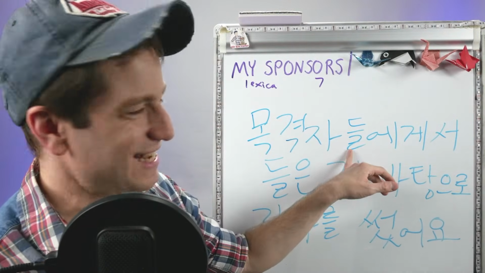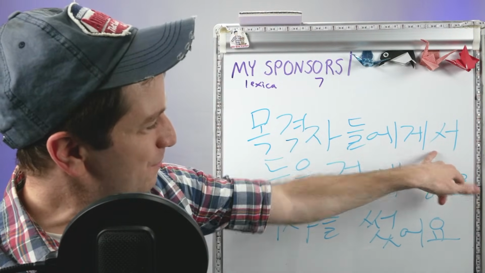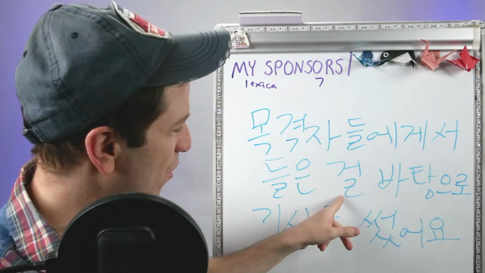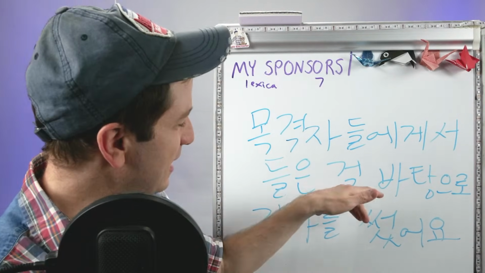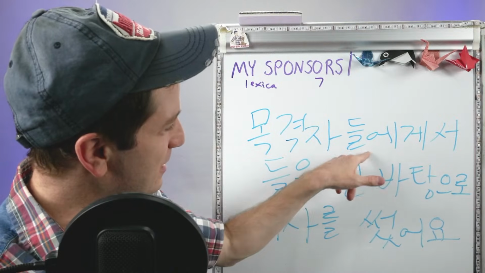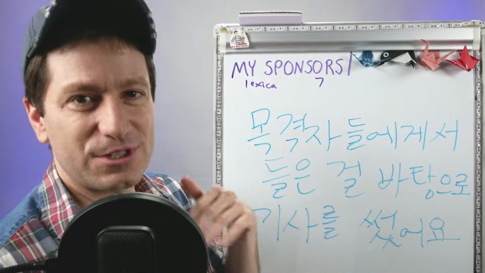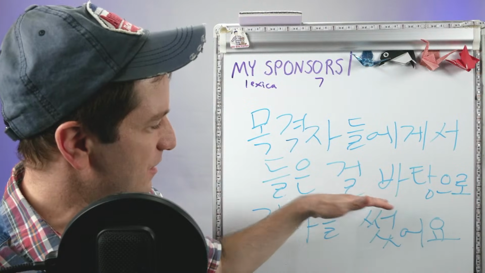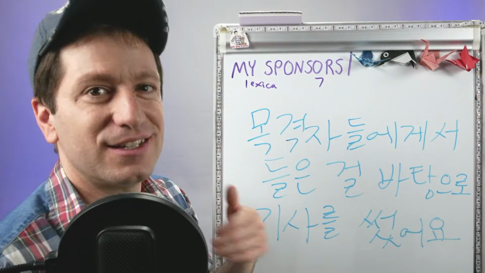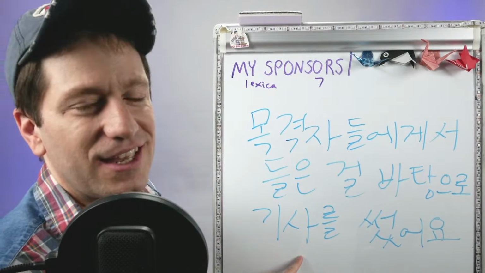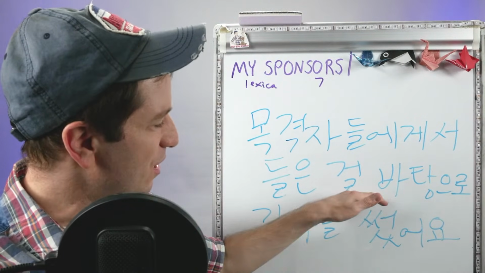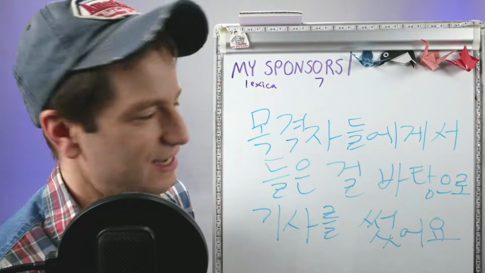목격자들, so witnesses, 에게서, from the witnesses, 듣다, to hear. So, 들은 것, the thing that I heard from the witnesses. So, 것을, which in this case becomes 걸, shortened, 바탕으로, so based on the things I heard from the witnesses. 기사, a news article, 기사를 썼어요. So I wrote an article based on what I heard from the witnesses.